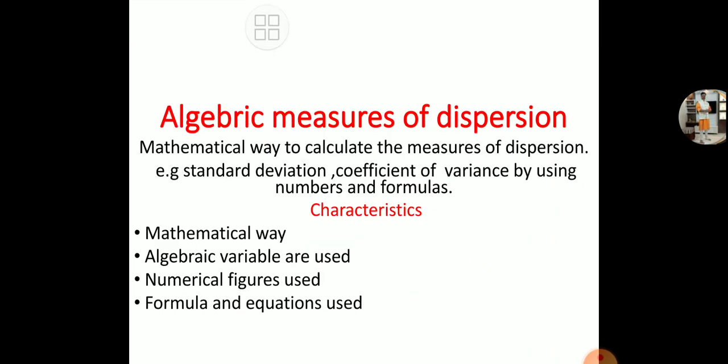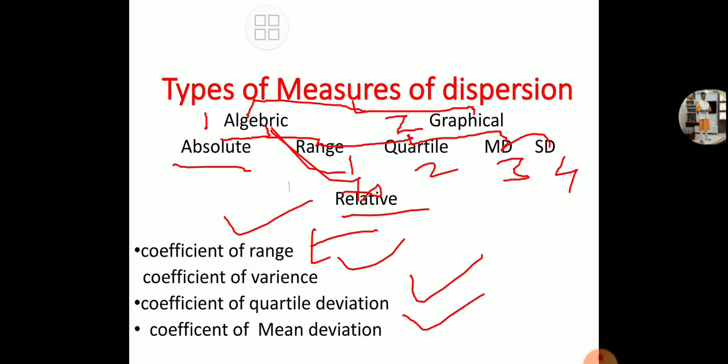Now, what are algebraic measures of dispersion then? They are a mathematical way to calculate the measures of dispersion, such as the standard deviation and coefficient of variation, by using a number of formulas. What are the characteristics of those? A mathematical way, where algebraic variables are used.